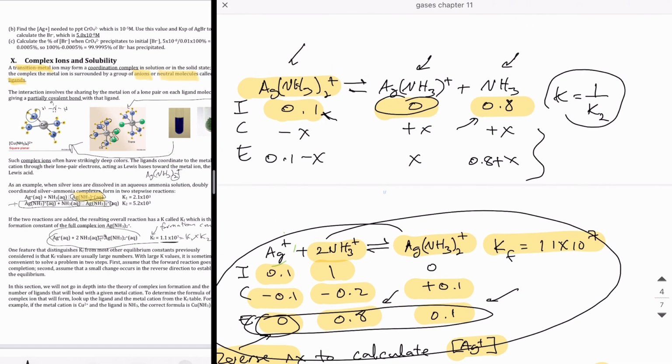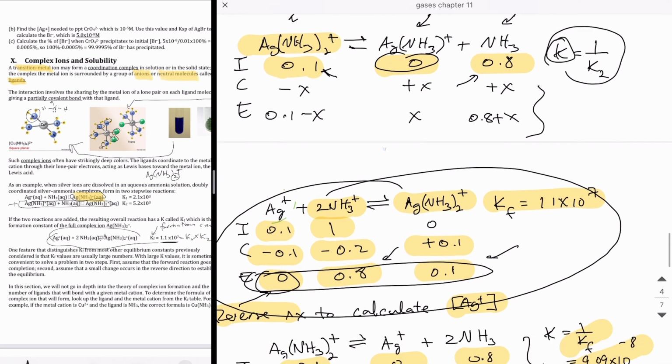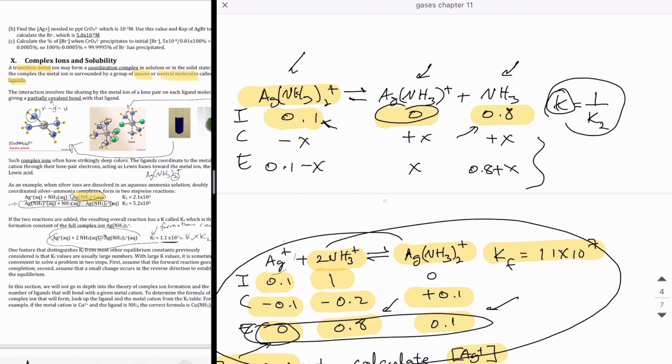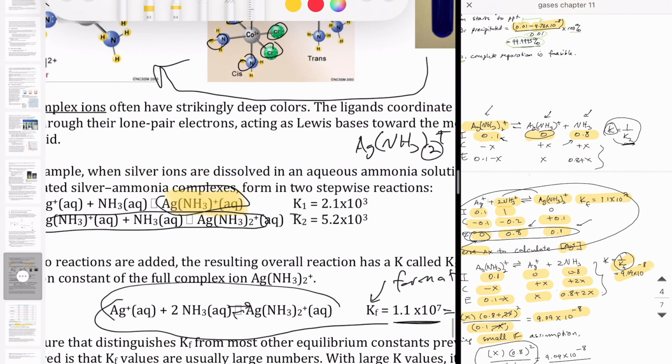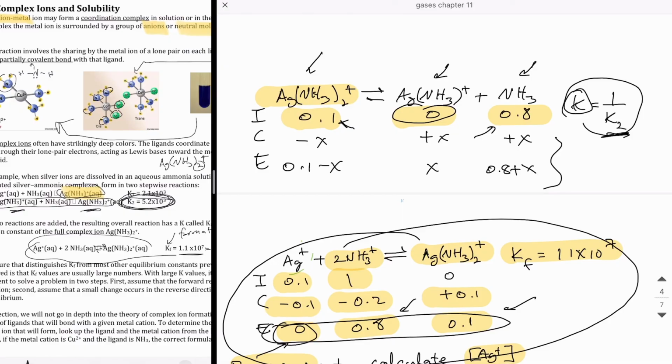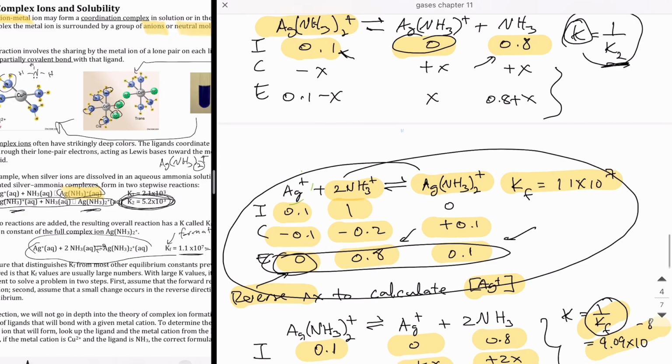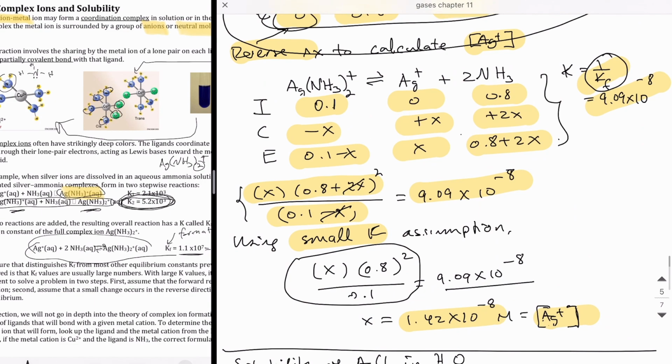The only difference is that the K value here is not 1 over Kf, so we're just going to do 1 over K2, K2 being the specific equilibrium constant for the conversion of that intermediate into the final complex ion. So it's just that step right there. Okay, and then once you do that, you'll be able to solve for x the same exact way as we did here for the silver ion.